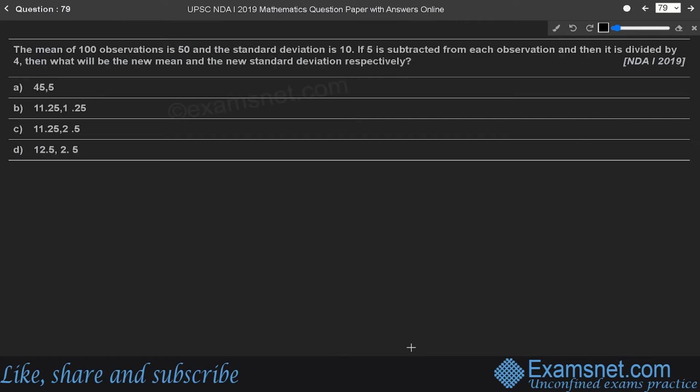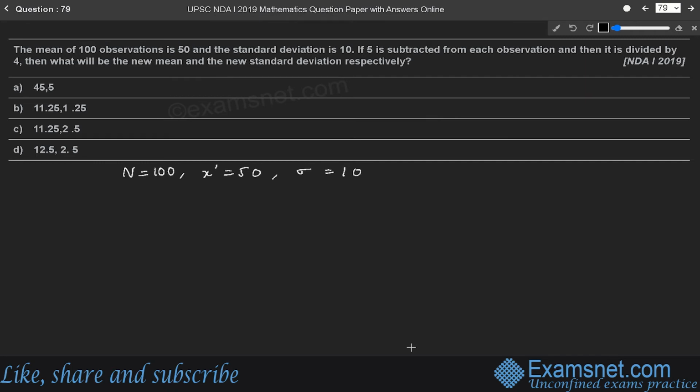Next question is, the mean of 100 observations is 50 and the standard deviation is 10. If 5 is subtracted from each observation and then it is divided by 4, then what will be the new mean and the new standard deviation respectively? First, let us write the given values here. See, this question is very important and this type of question frequently comes in exams. So understand it carefully. According to the question, n is equal to 100, x dash is equal to 50 and standard deviation is equal to 10.